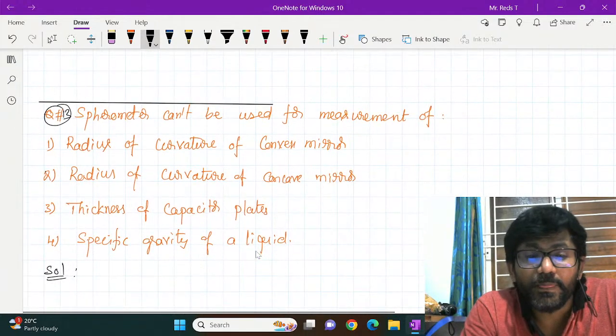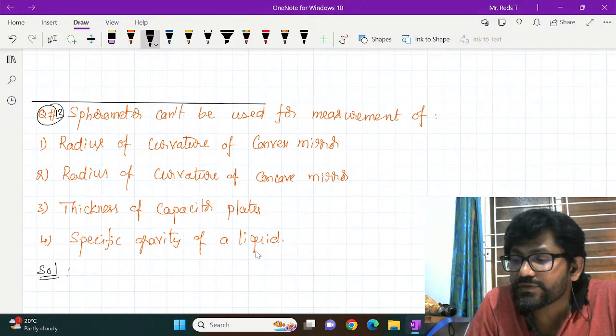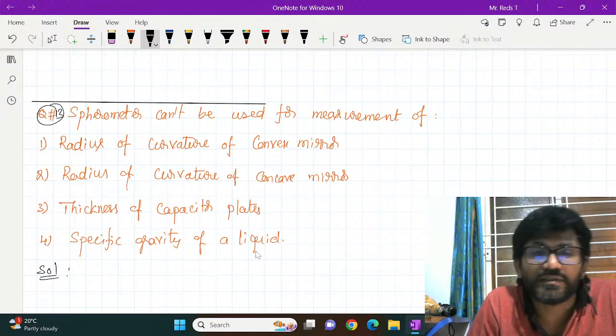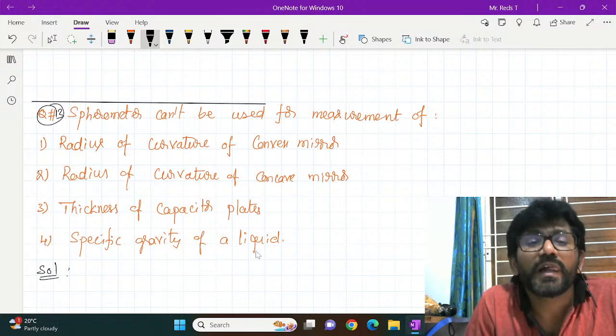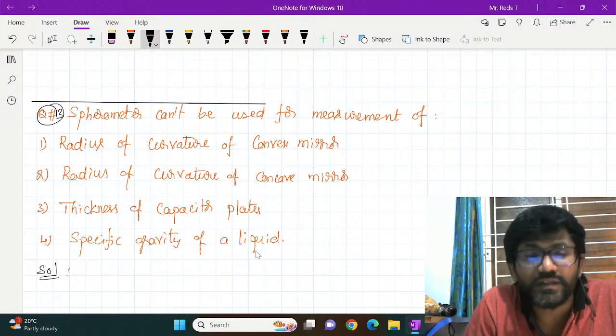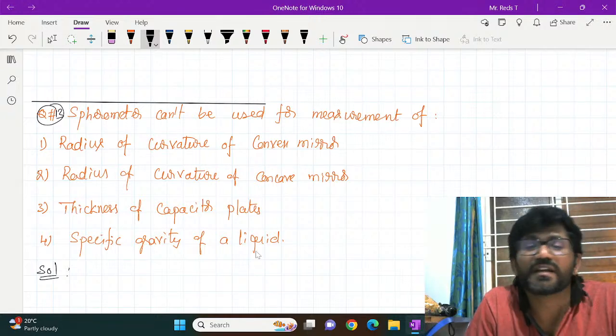A simple one. For the last few years, surely one question comes based on either vernier calipers or spherometer, screw gauge, etc. In this session, a question is asked based on the spherometer. The question is, spherometer can't be used for measurement of. Options are radius of curvature of convex mirror, radius of curvature of concave mirror, thickness of capacitor plates, and specific gravity of liquid.